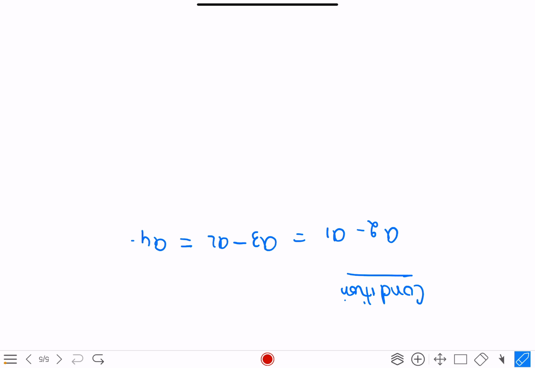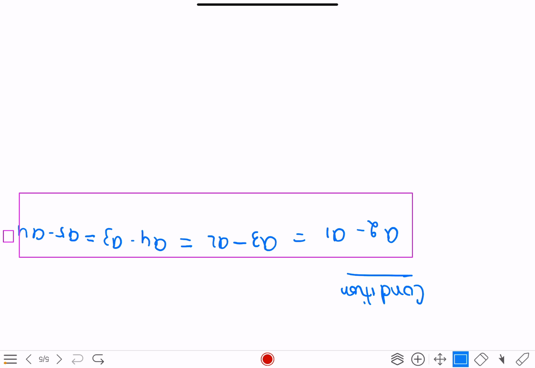Next formula is the condition formula. Now the condition is what I have already explained. For any sequence to be an AP, you must have a common difference between successive terms. That means A2 minus A1, the second term minus the first term, must be equal to the third term minus the second term, must be equal to the fourth term minus the third term, must be equal to the fifth term minus the fourth term. This is how we can sometimes check an AP. In questions, when it is asked to check an AP, you can check that the difference between successive terms has to be the same, and only then is it called an AP.